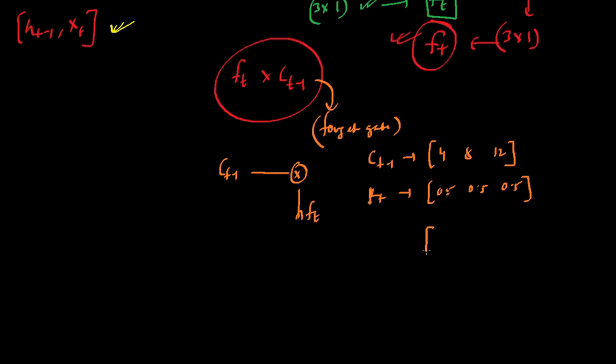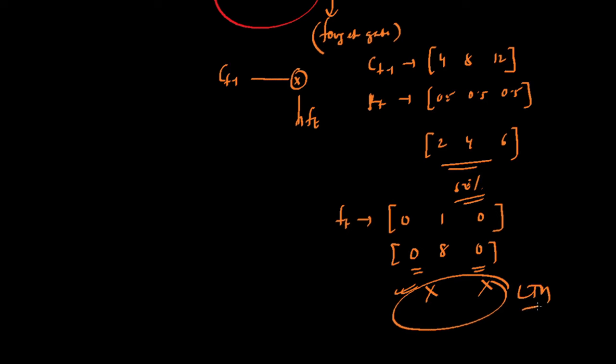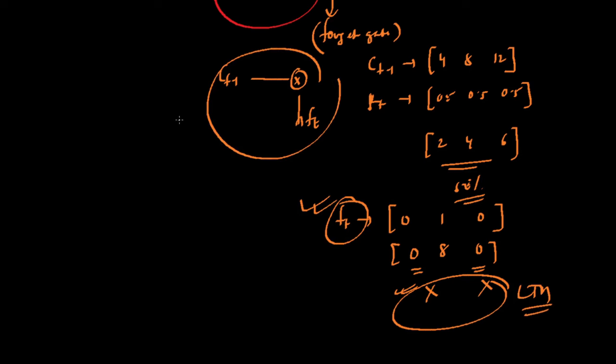Now, what will be the dot product? The dot product is going to be 2, 4 and 6. That means 50% reduction in memory. Let's say in your ft, one of them is 0, one of them is 1, one of them is 0. Your dot product will be 0, 8, 0. That means both these words are deleted from the long-term memory, and that is what this ft is doing. The dot product of ft and ct minus 1 is doing. That is what the forget gate is doing. Forget gate is removing some of the context from the long-term memory. Okay, that's all about forget gate.